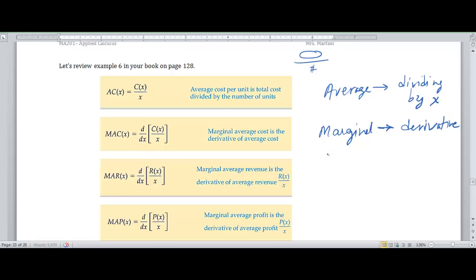So when you see marginal average, that means you're going to divide by X first, and then you're going to take the derivative of that whole function. Okay?